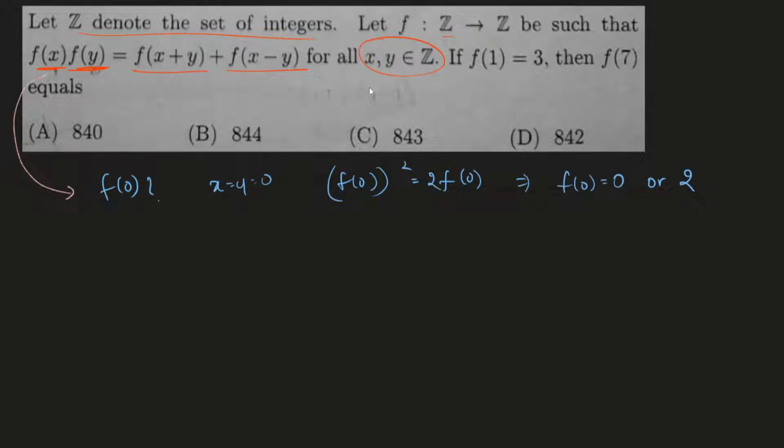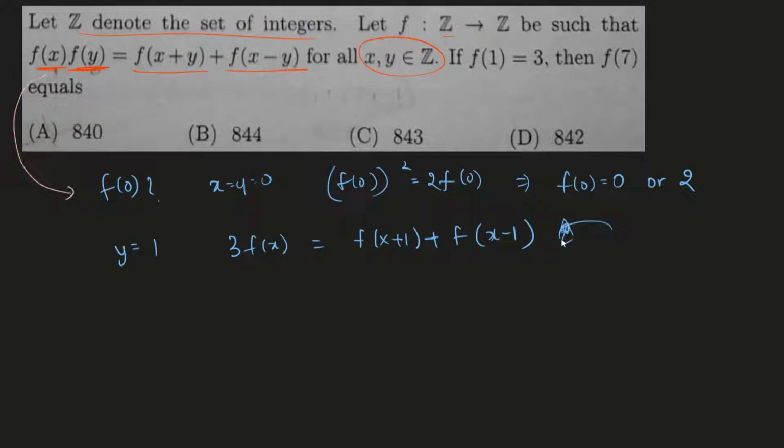What else can we write? Since we know what f(1) is, let's try putting in y equals 1. So you have f(x) times f(1), that's just 3f(x), is equal to f(x+1) plus f(x-1). And this is good. Why? Since once we know the first two members of the series, 0 and the first element, you can generate all other elements by just repeatedly plugging it in.